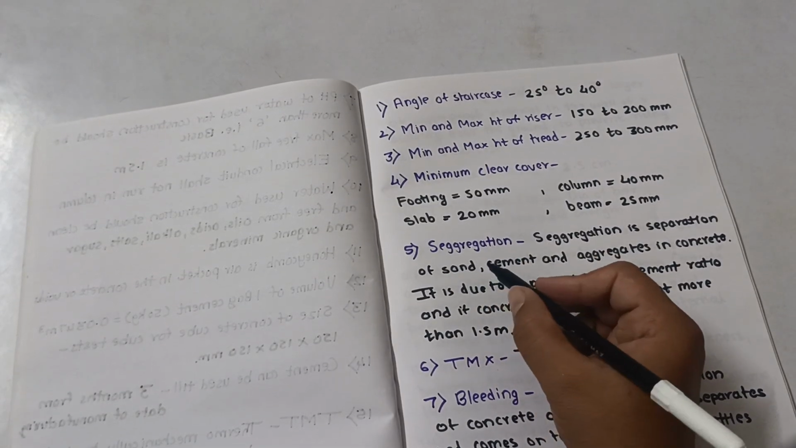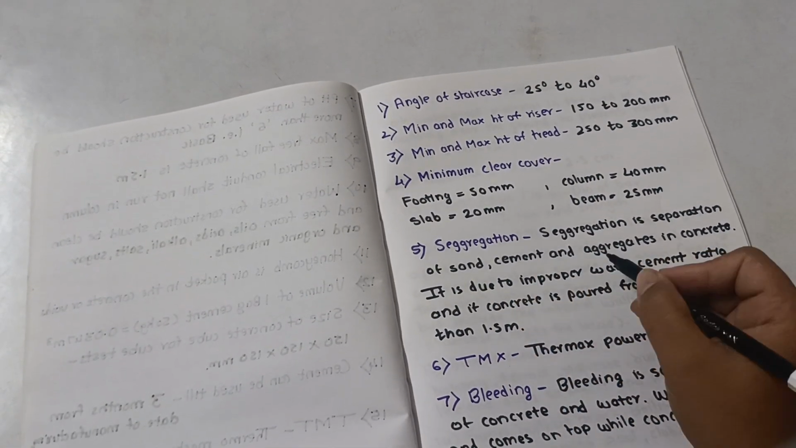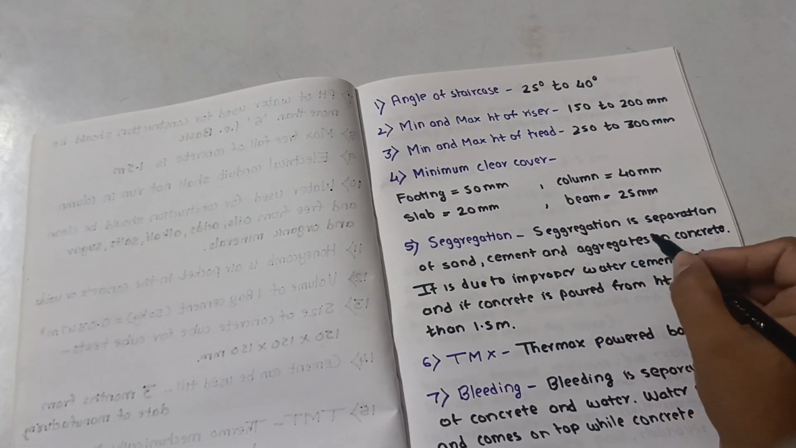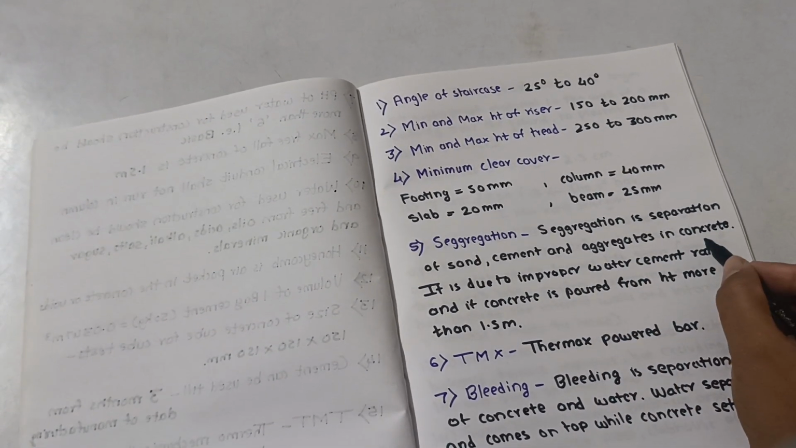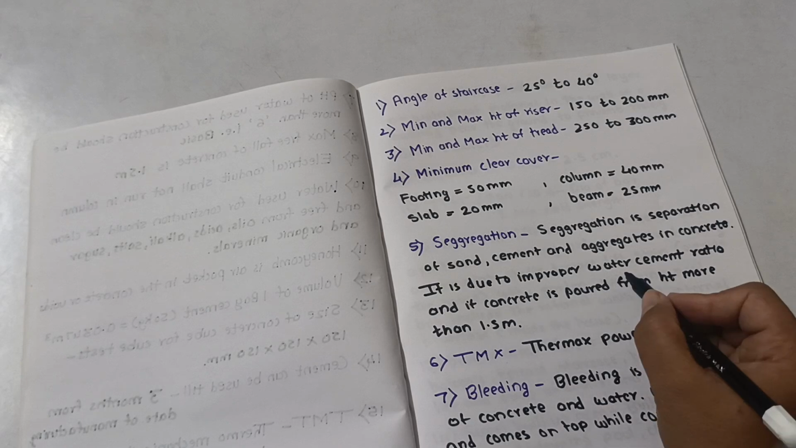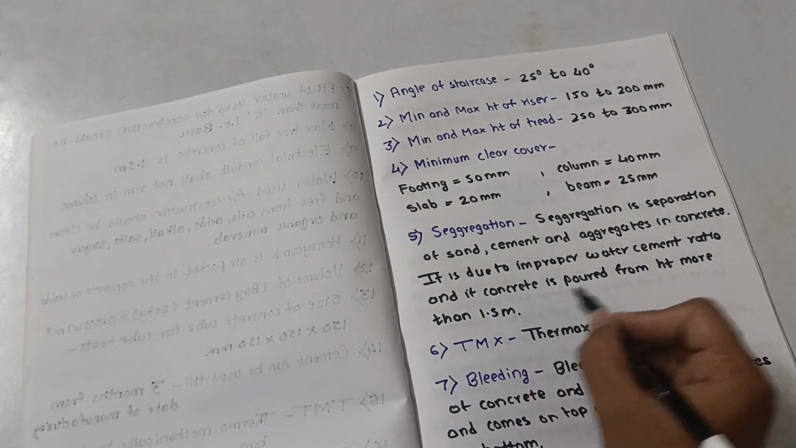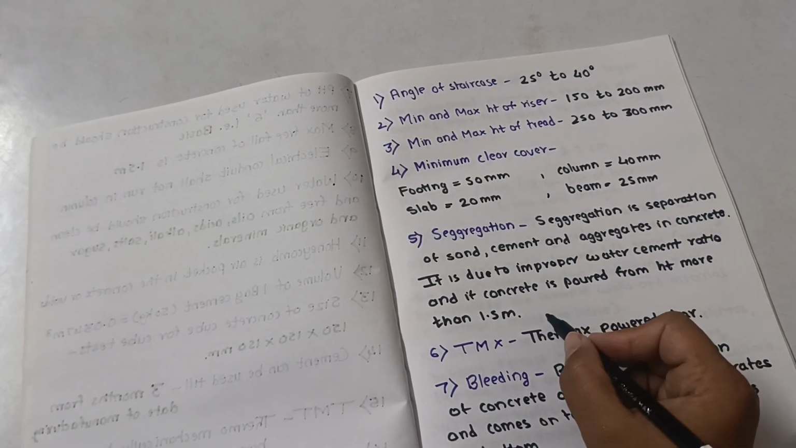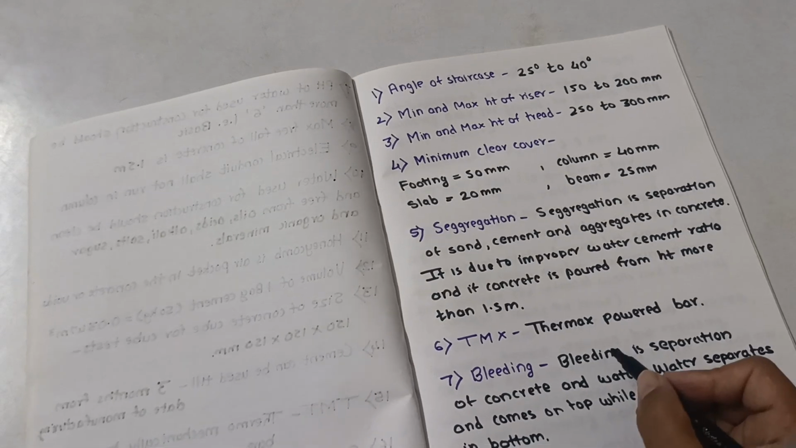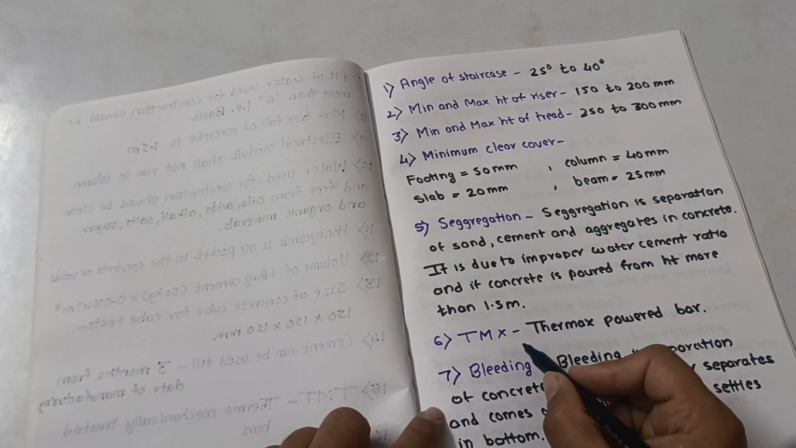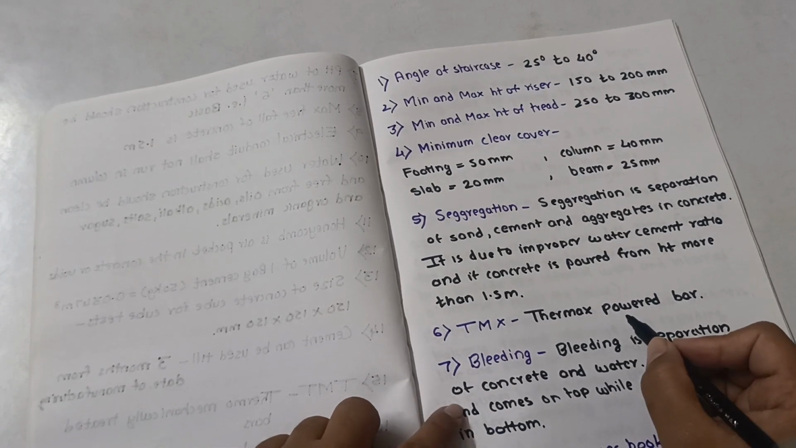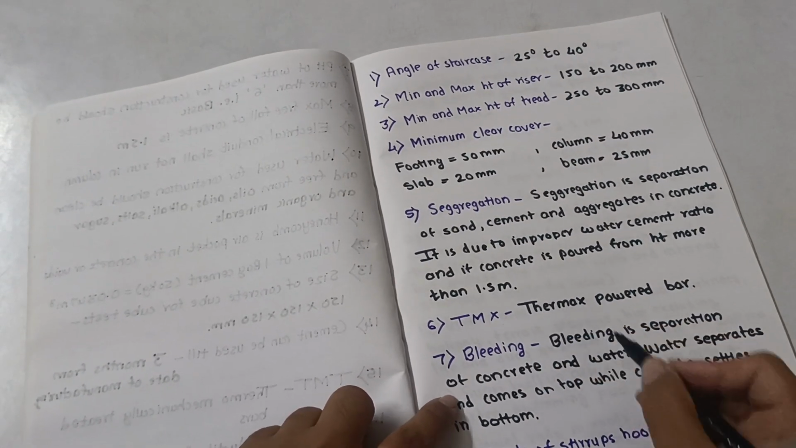Fifth is segregation. What is segregation? Segregation is separation of sand, cement and aggregates in concrete. It is due to improper water cement ratio and if concrete is poured from height more than 1.5 meter. Sixth is TMX. TMX is Thermax powered bars. This is type of steel bar.